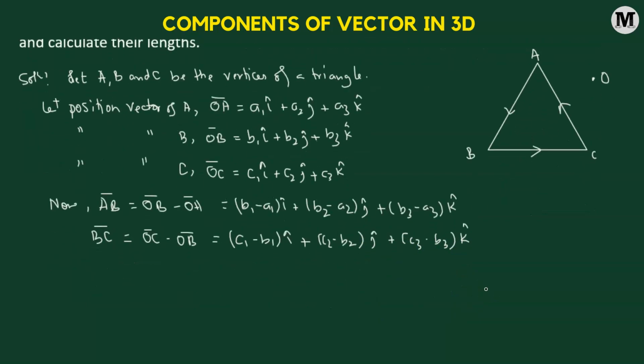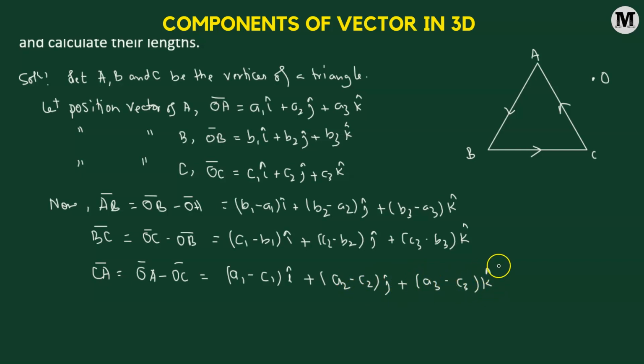And then finally we are going to express the side CA as the OA vector minus the OC vector. So that is going to be equal to A1 minus C1 times i cap, added to A2 minus C2 times j cap, added to A3 minus C3 times k cap. So we have successfully expressed the sides of the triangle ABC in the form of vectors AB, BC and CA. Our next task will be to find the length.